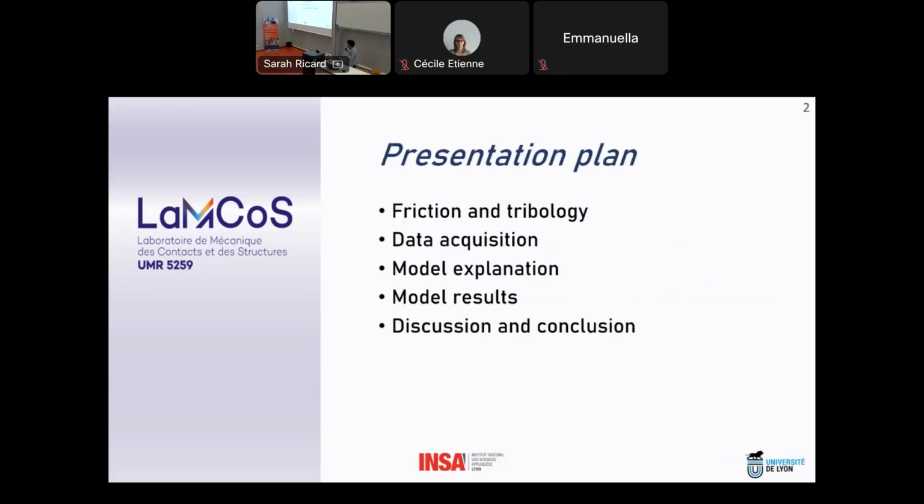So my presentation plan is as follows. We'll begin with some basic context on friction and tribology. Then we will see our data acquisition methods, then proceed to explain the model that we have used, see some results that we have got, and finish up with some discussion and conclusion.